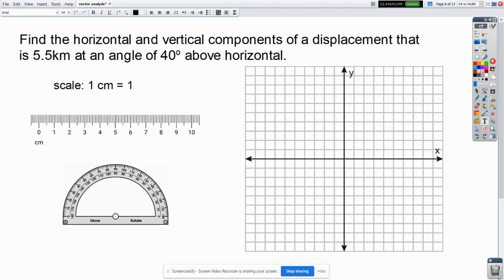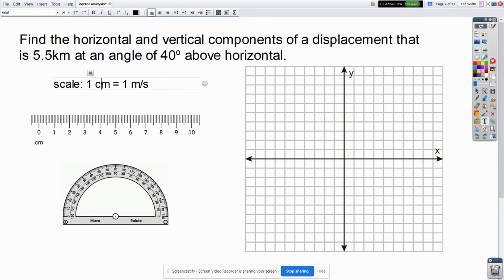So we're going to find the horizontal and vertical components of a displacement that's 5.5 kilometers at an angle of 40 degrees above horizontal. We could go either side of this, but 40 degrees really suggests we're over here in the upper right-hand quadrant of the coordinate plane. So we're going to draw a vector over here that would be 5.5 kilometers at 40 degrees above the x-axis. So we're going to start by making our drawing.